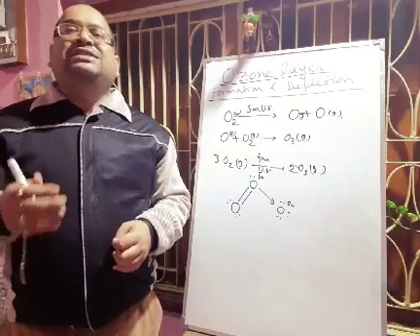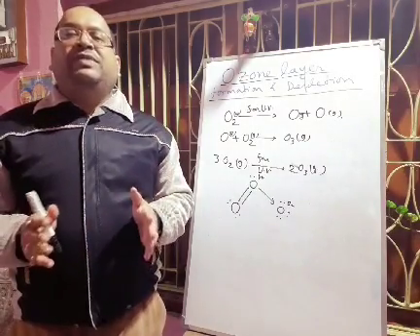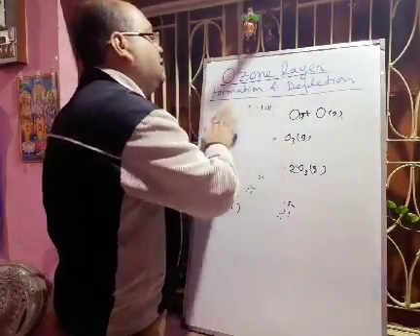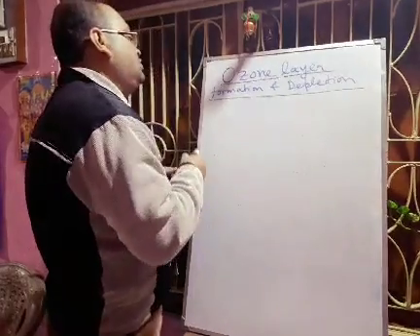Now we will show the mechanism. When CFC absorbs UV light, it will split into free radicals. So we can think about one CFC, that is CF2Cl2.